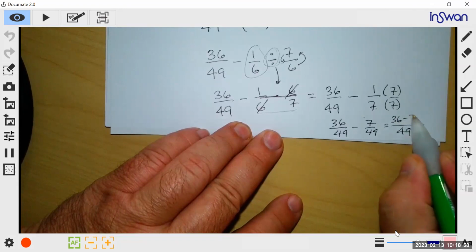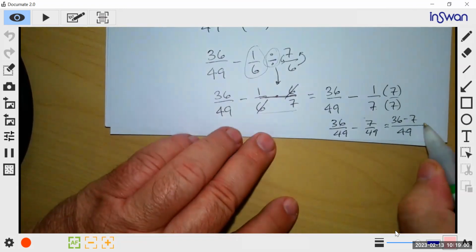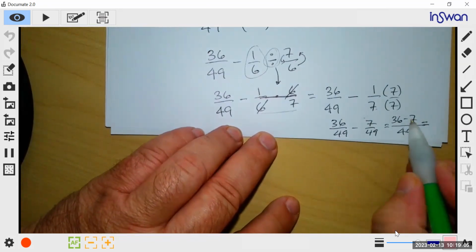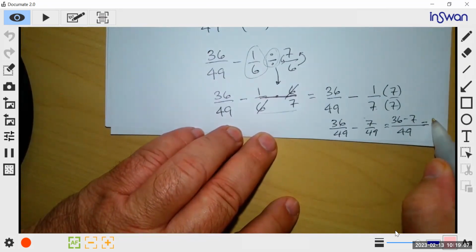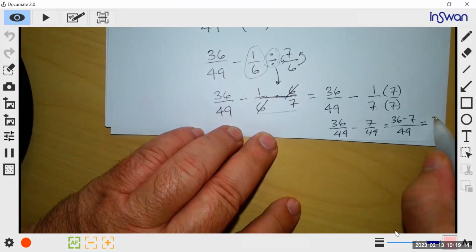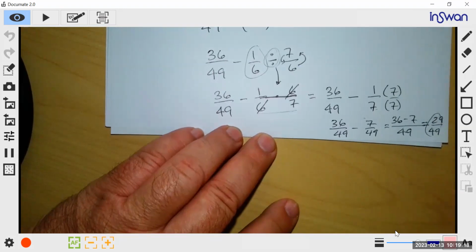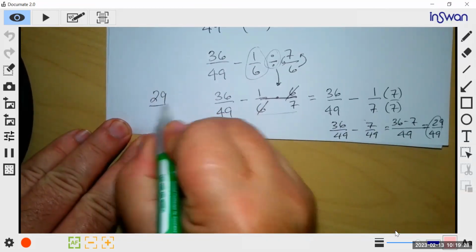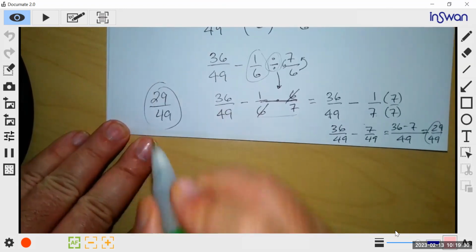So 36 minus 7 is... 36 minus 7. 36 minus 6 would be what? 30, minus 1. And there's your final answer: 29/49. That's your answer.